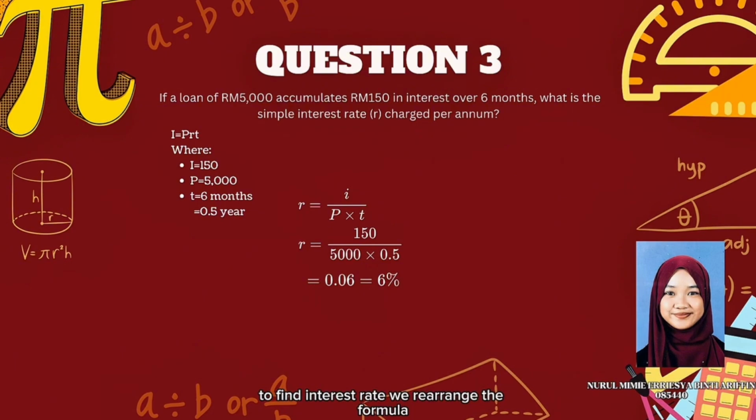To find the interest rate, we rearrange the formula so that rate equals interest divided by principal times time. Substituting the values, we divide 150 by 5,000 multiplied by half a year. This gives 0.06, which is equal to 6%. Therefore, the simple rate charged is 6% per annum.